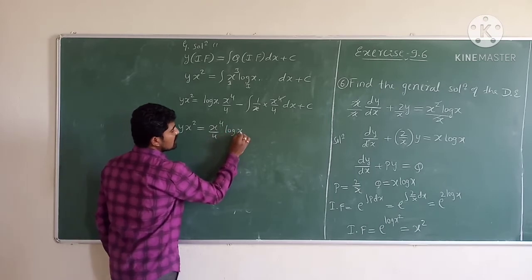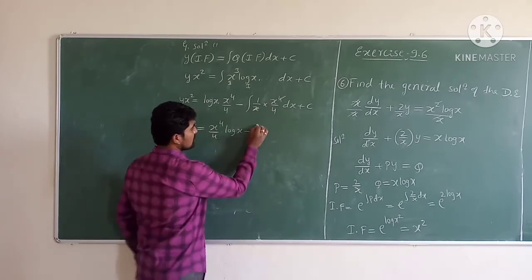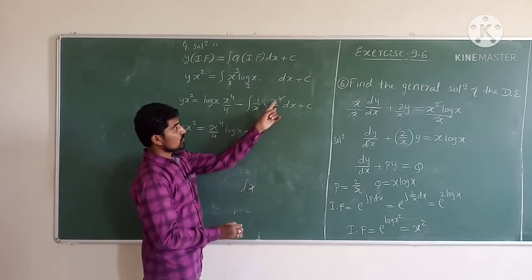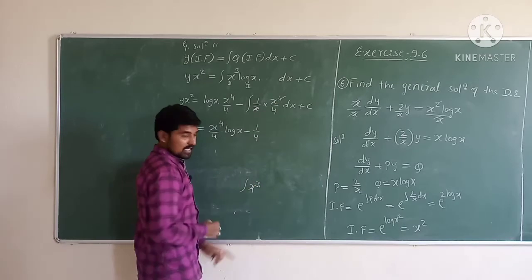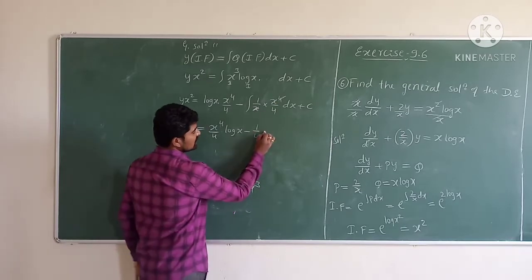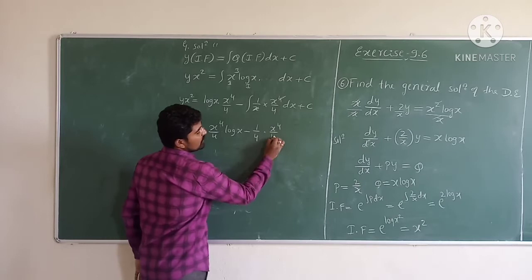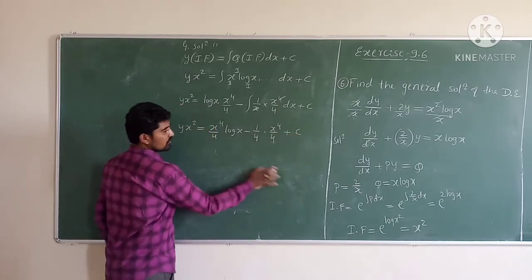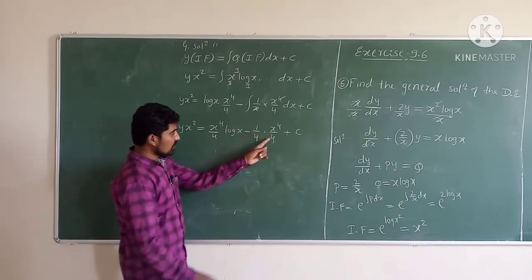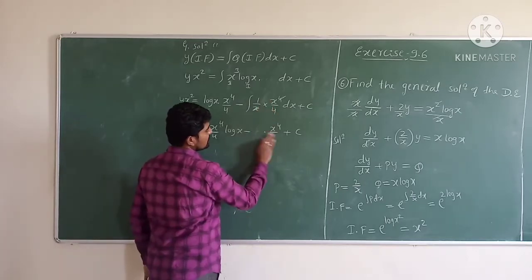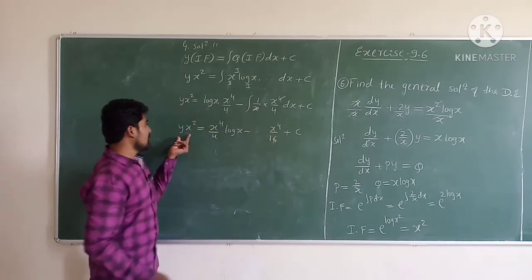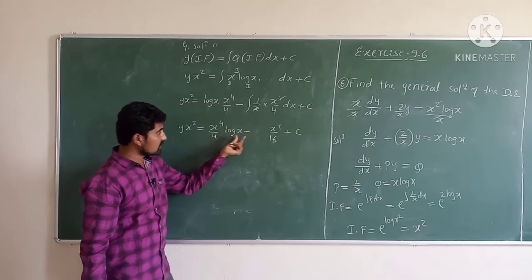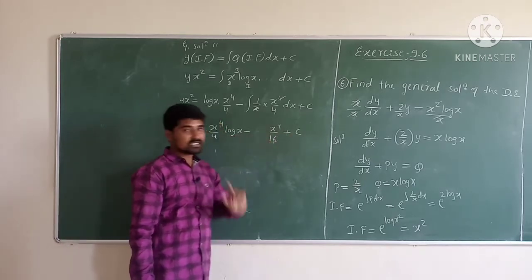The remaining is y into x square is equal to x raised to 4 divided by 4 into log x minus 1 by 4, which is constant taken outside the integral. Remaining integration of x raised to 4 and 1 by x cancel, leaving x cube. Again integration of x raised to 3 is x raised to 4 divided by 4 plus integral constant. Hope all of you understand. Now here 1 by 4 into 1 by 4 is 1 by 16. So y into x square is equal to x raised to 4 divided by 4 log x minus x raised to 4 divided by 16 plus c.